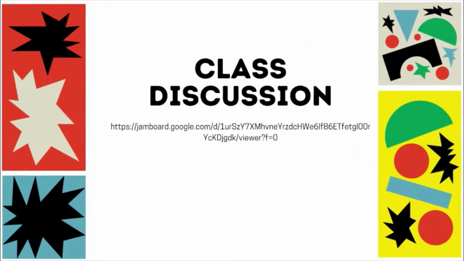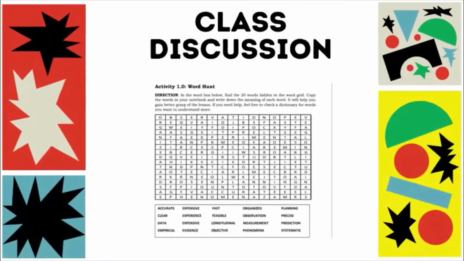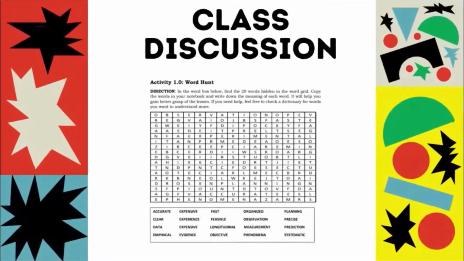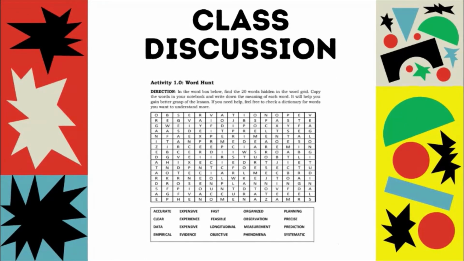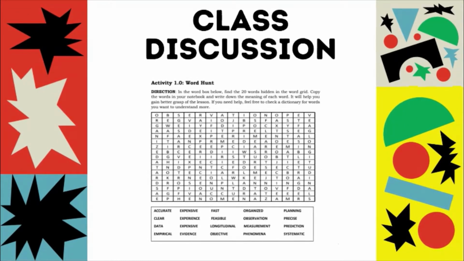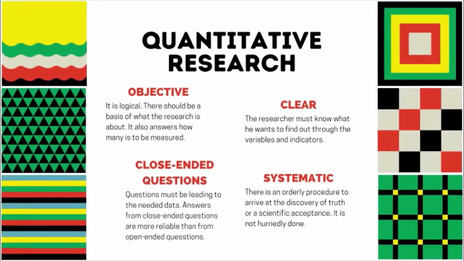This time, let us have an activity using the Jamboard. In the word box below, find the 20 words hidden in the word grid. Copy the words in your notebook and write down the meaning of each word. It will help you gain better grasp of the lesson. If you need help, feel free to check a dictionary for words you want to understand more.